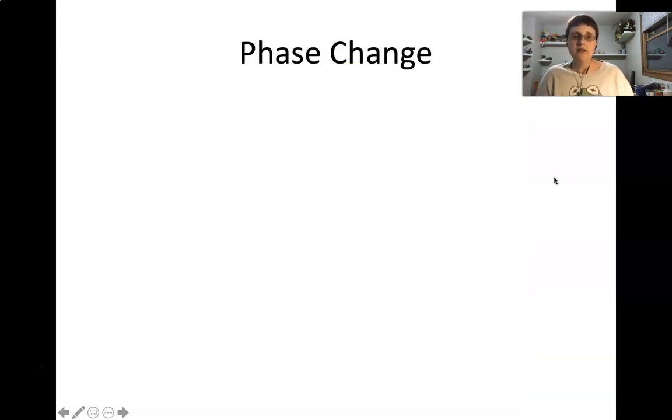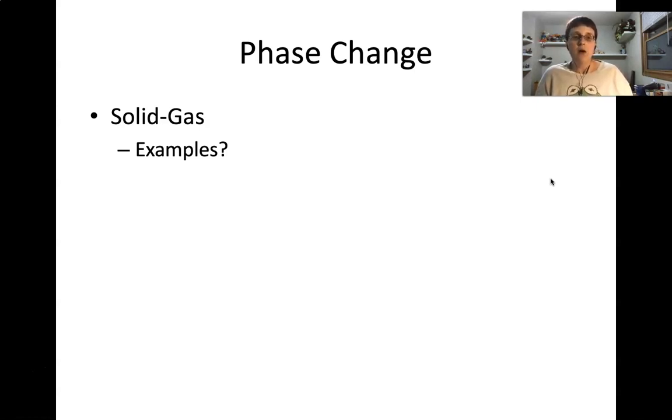There's one last phase change. This one is less common, and that is the solid-gas phase change. The one that you're probably the most familiar with here is dry ice, the carbon dioxide one. Dry ice is frozen carbon dioxide. It's pulled below its freezing point. But the freezing point is well below room temperature.